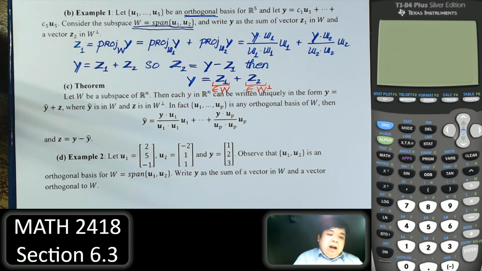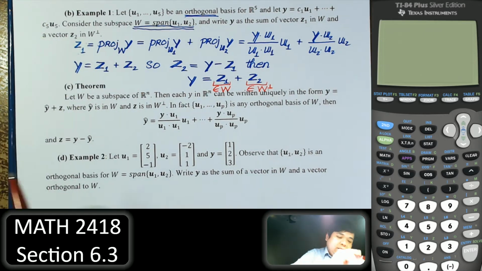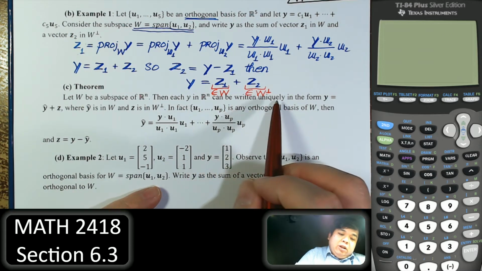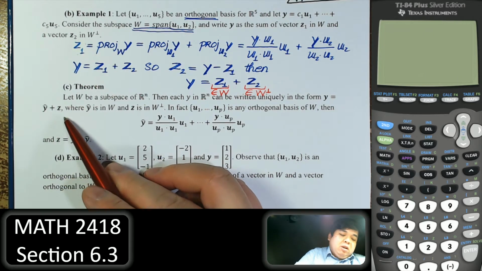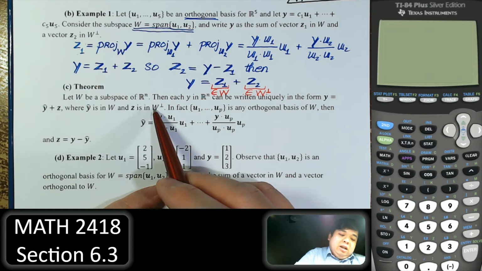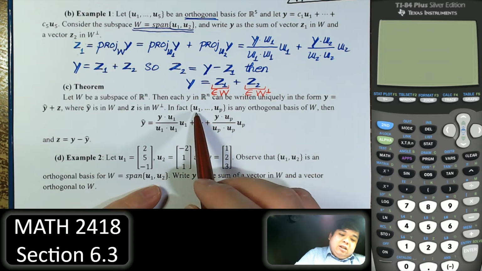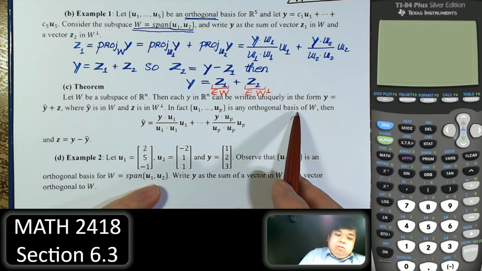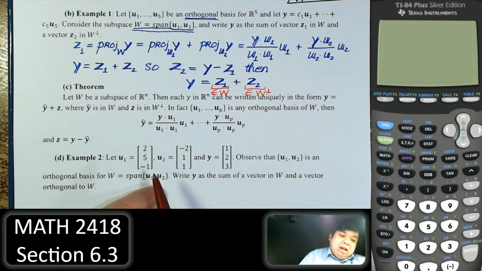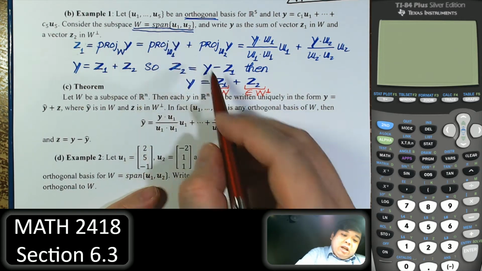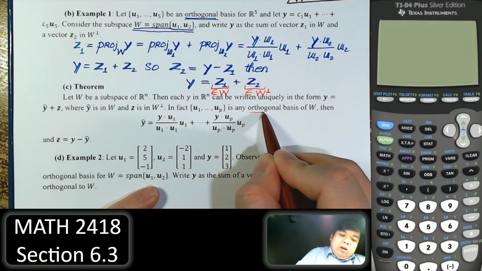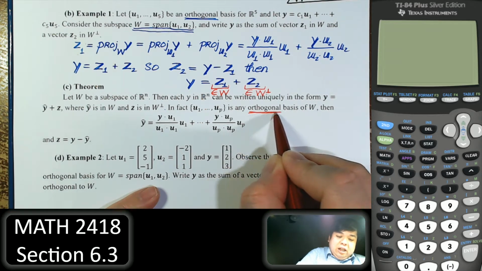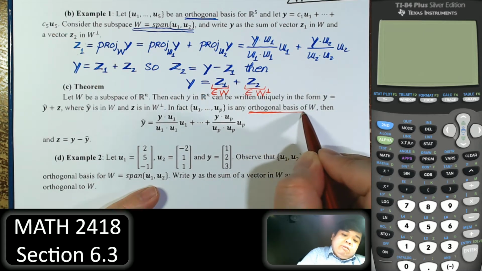And that apparently is what we have in the theorem here. Let W be a subspace of Rn, then each y in Rn can be written uniquely in the form y equals y hat plus z, where y hat is in W and z is in W perpendicular. In fact, if u1 to up is any orthogonal basis of W, then we have that. So the key here is that u1 and up have to be orthogonal to each other, and because they are orthogonal they will be linearly independent and therefore will be a basis of W.